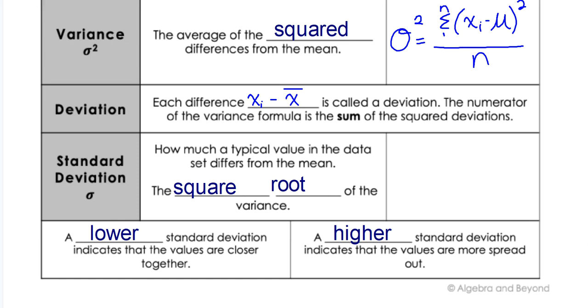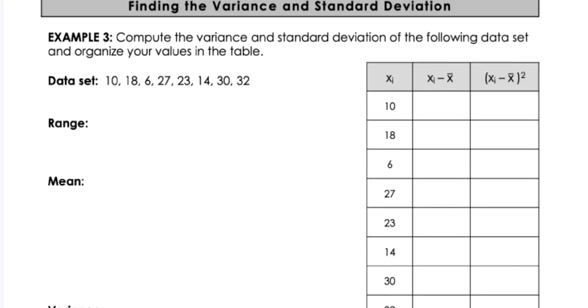Okay, so we're going to go through some examples of how to find these things. These things involve a lot of calculating. For example 3, we're going to compute the variance and the standard deviation of this data set. We're going to find some things that will help us in the calculation. The first thing is the range. Remember, the range is the maximum minus the minimum, the difference between the two. When I look at my data set, my highest piece of data is 32, and my lowest is 6. When I subtract those, I get a range of 26.